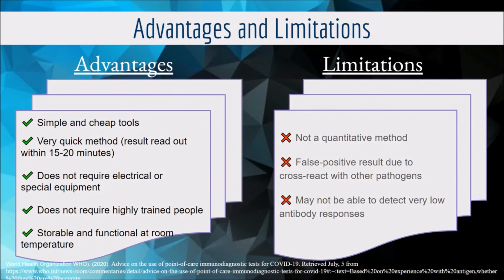The second limitation for RDT is it can cross-react with other antigen viruses besides COVID-19 viruses, such as human coronaviruses that cause the common cold. So these may give false positive results, showing that a person is infected when they are actually not.